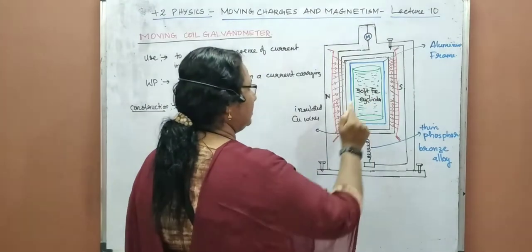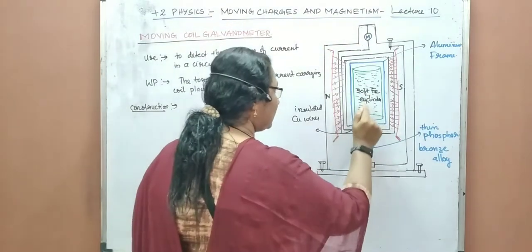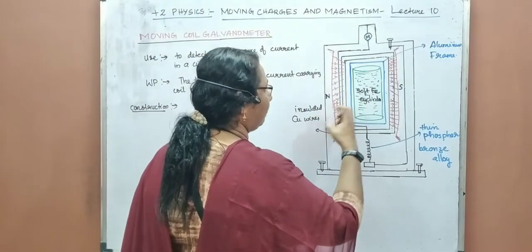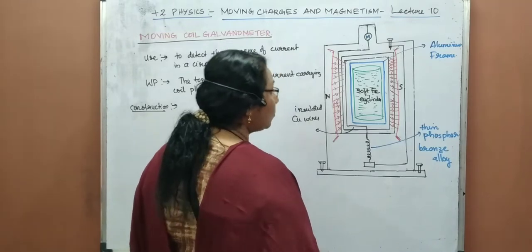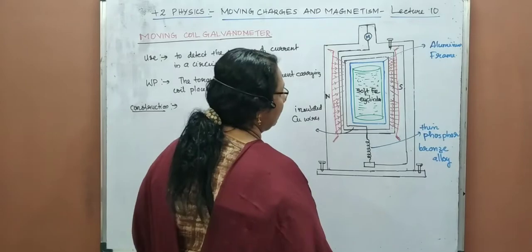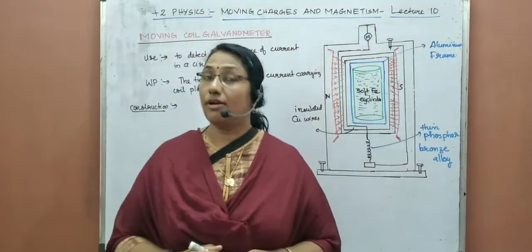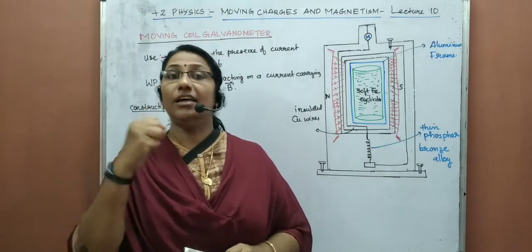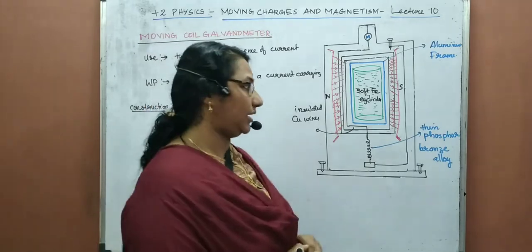Okay, that is the purpose of the soft iron cylinder. Now we will discuss. The soft iron cylinder concentrates the radial magnetic field provided by the magnet, and also increases the effect of the magnetic field. It concentrates the magnetic field towards the copper coil. What is the purpose of the soft iron cylinder? It concentrates the magnetic field towards the rectangular copper turns. Clear? That is the purpose of the soft iron.